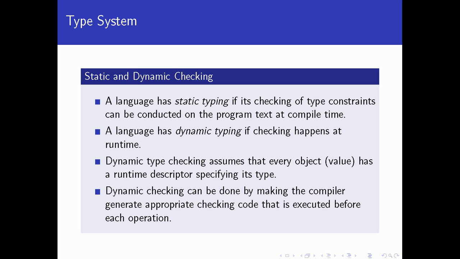Now, in order to be able to type check at runtime, one needs to have some descriptor available at runtime that specifies the type. That's the prerequisite. So that's additional information at runtime that is needed. And how can we do dynamic checking at runtime? Well, we could make the compiler generate the appropriate code that actually does the type checking at runtime.